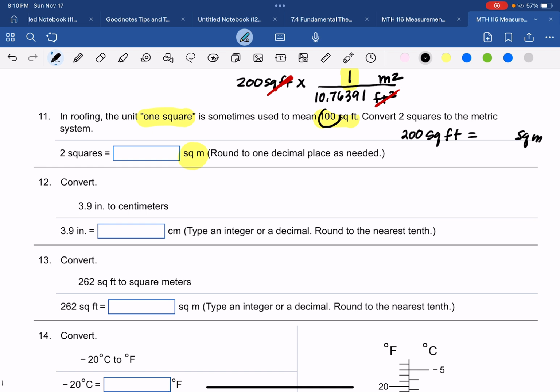So I'm going to end up dividing this time. So 200 divided by 10.76391 is about 18.58. So to one decimal place, 18.6 square meters. This comes out to about 18.6 square meters.